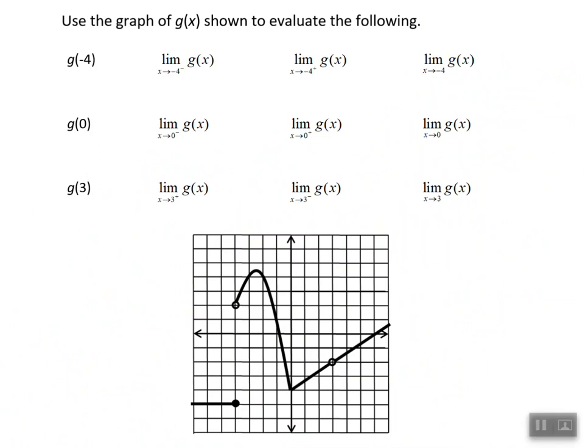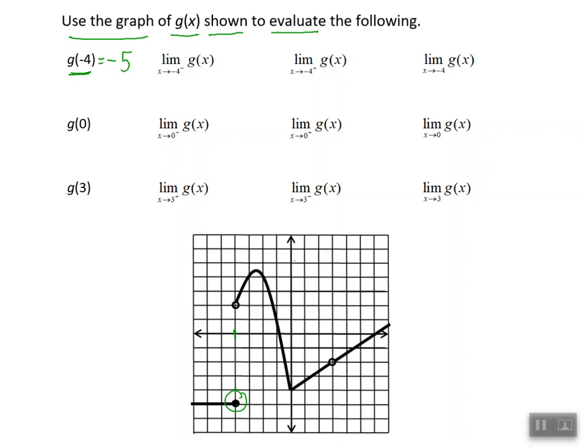Let's take a look at one more example. We are going to use the graph of g of x shown to evaluate the following. What is g of negative 4? To see that, I'm going to go to where negative 4 is, and I'm going to see where the point on the graph is, and that's at 1, 2, 3, 4, 5. Negative 5 is what that value equals.